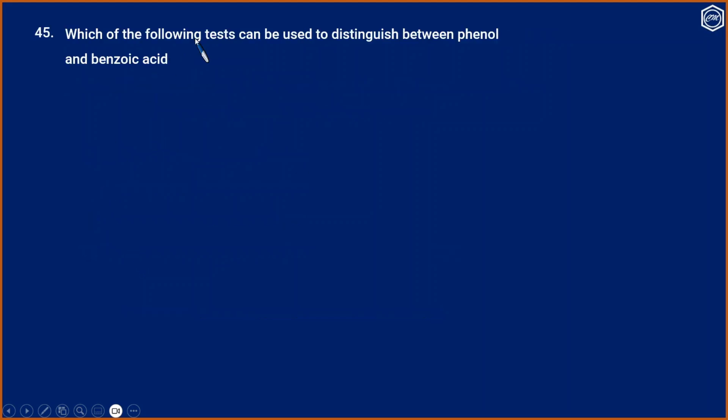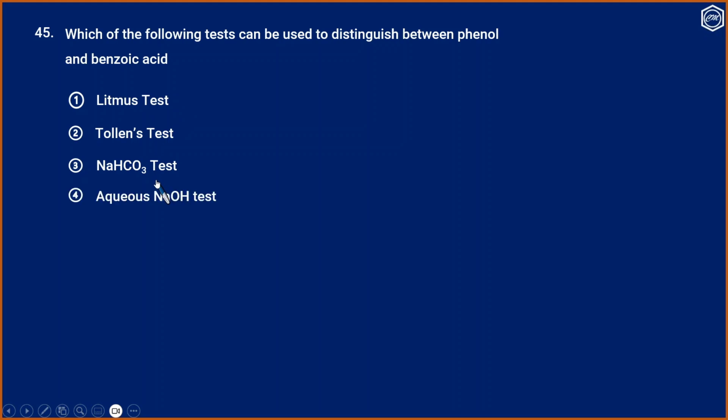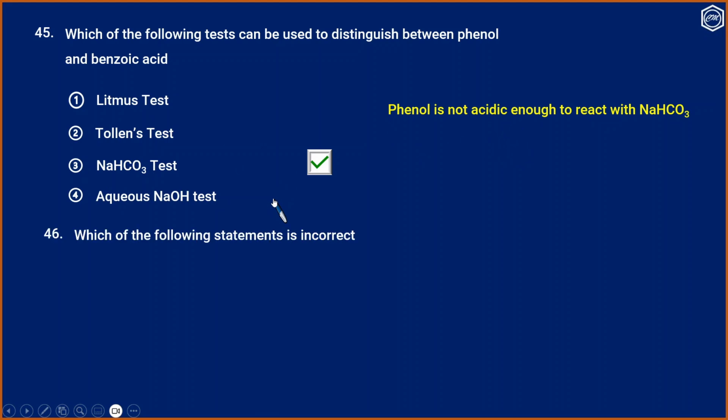Question 45. Which of the following tests can be used to distinguish between phenol and benzoic acid? Litmus test, Tollens' test, sodium hydrogen carbonate test, aqueous sodium hydroxide test. These two can be distinguished by sodium hydrogen carbonate. Phenol is not acidic enough to react with the sodium hydrogen carbonate.